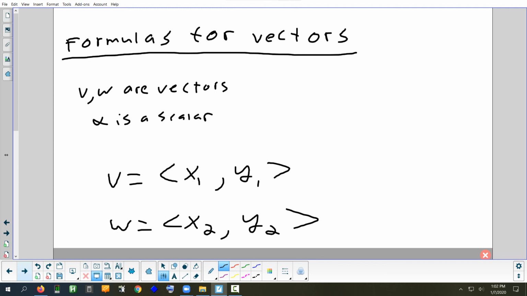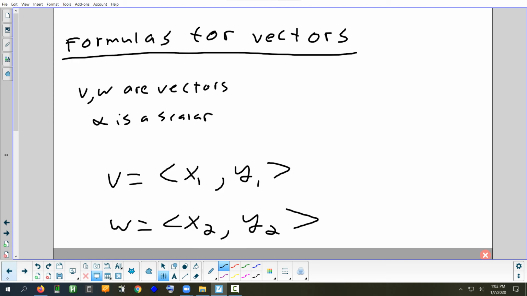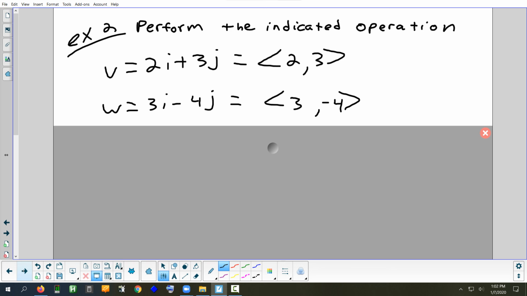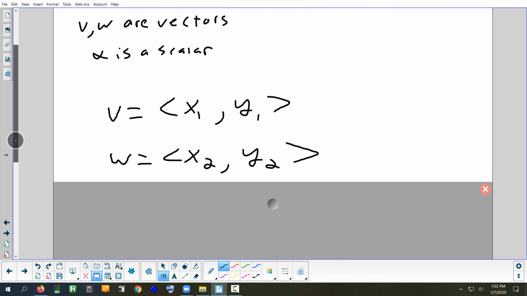So vector v, and in a real problem, these would be numbers like that. That's what a problem would look like. But just generically, v would have an x and a y component, and w would have another x and y component. They don't have to be the same. Like I have a 2 and a 3, and then in the other one, a 3 and a -4. They're not both the same. So x and a y in each vector.